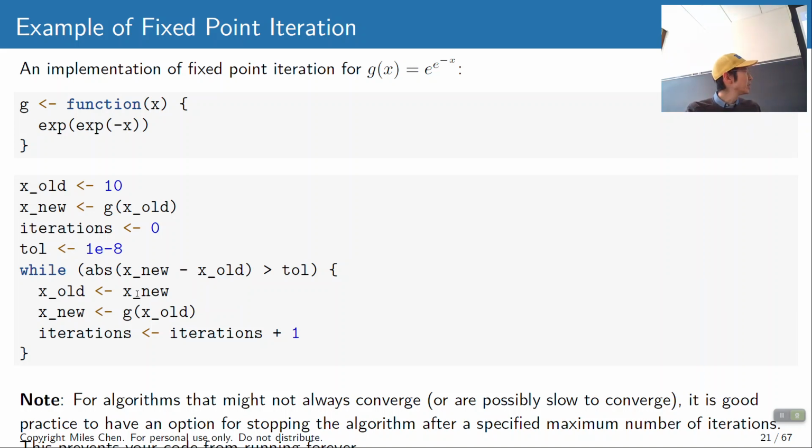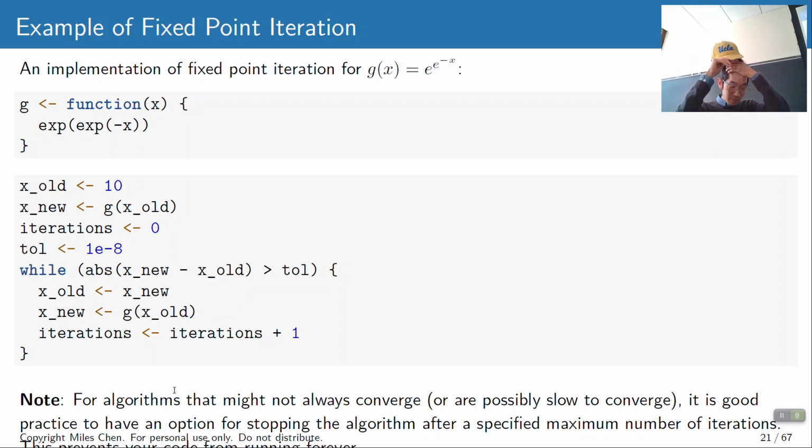What we're going to do, take my current value, x new, set that to my old value, and then g of the old value becomes my new value, right? And so we're doing this kind of step by step. I'm going to increment my iterations, and we'll just let this run, okay?